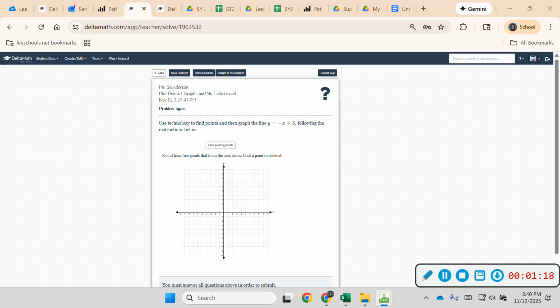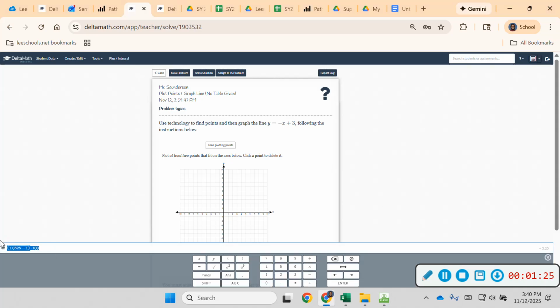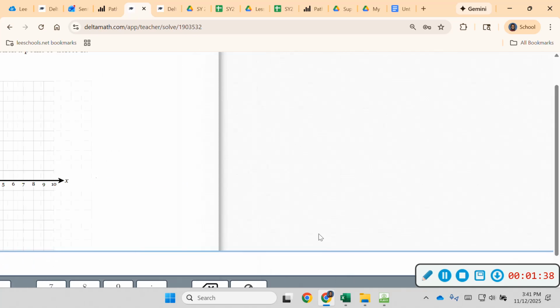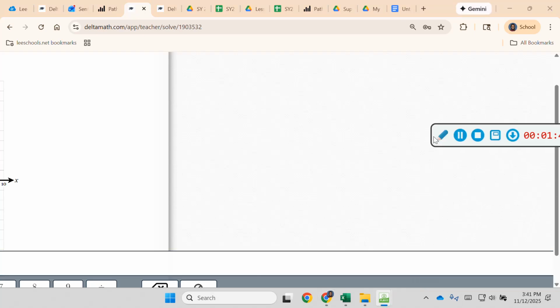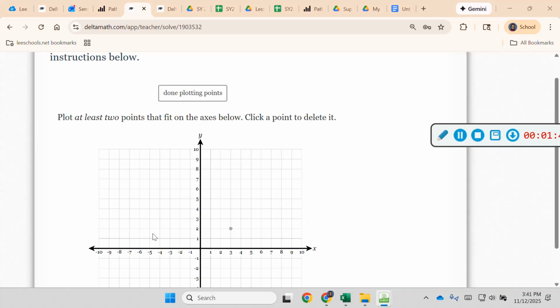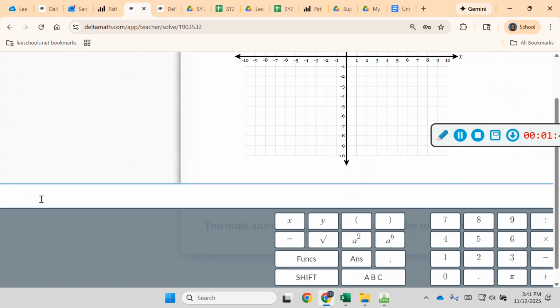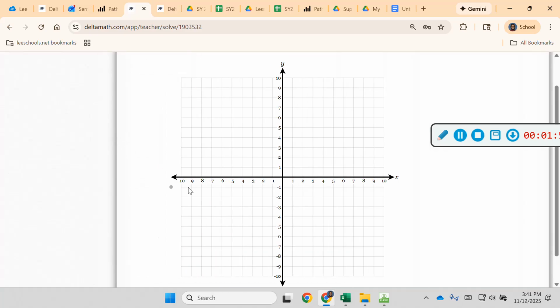You can utilize your calculator by rewriting this equation, and where I see x, I replace it with parentheses. I'm going to plug in all those numbers to make it a little bit easier for me. I tried negative 9, it didn't work. Now I'm going to try negative 8, and I got 11. 11 doesn't fit on here, so then I'll try negative 7, and I got positive 10. So negative 7, positive 10, that would be right here.